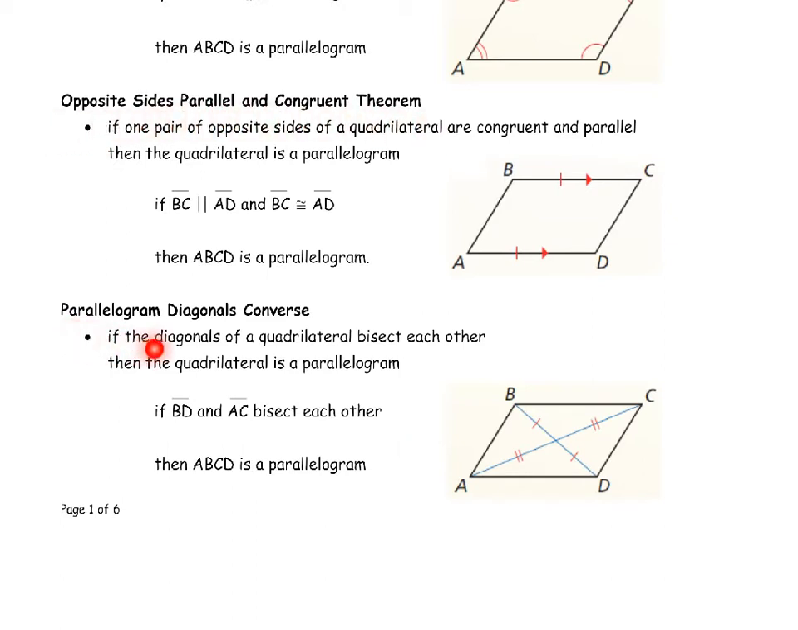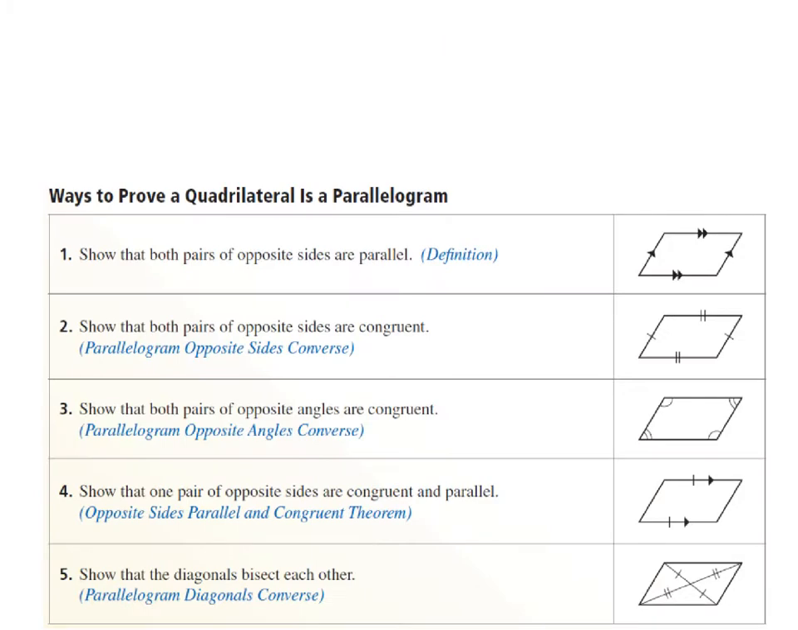Next, we have the parallelogram diagonals converse. If the diagonals of a quadrilateral bisect each other, then the quadrilateral is a parallelogram. So notice I have diagonal AC and diagonal BD. As they cross at their point of intersection, they bisect each other, which means they split each other into two congruent pieces. So therefore, that justifies that ABCD is in fact a parallelogram.